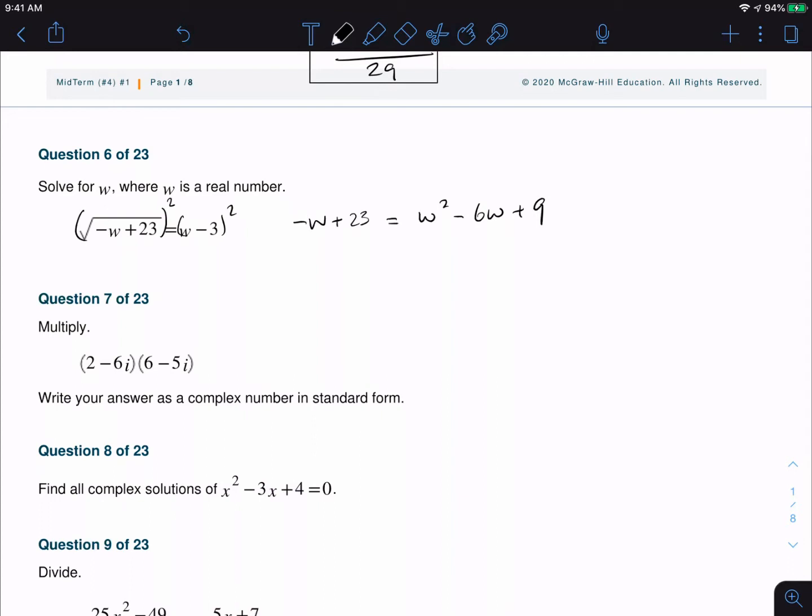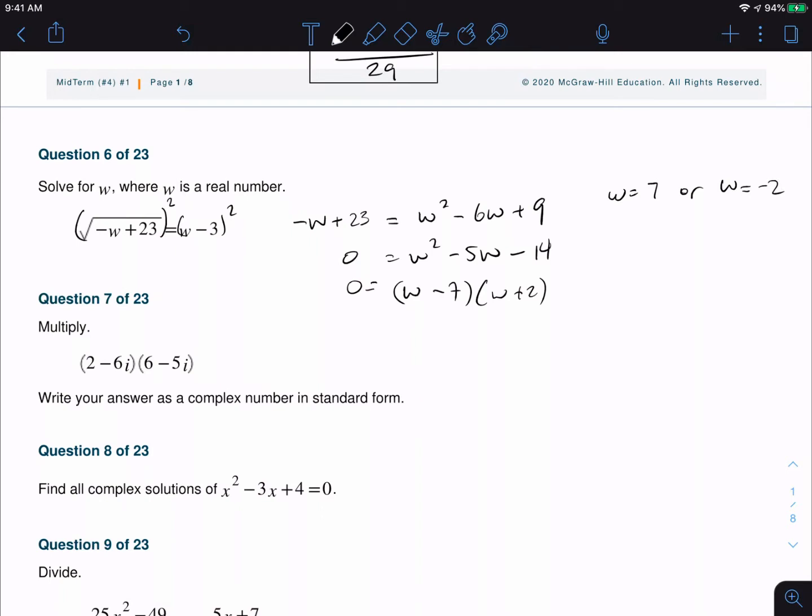And then I'm going to bring everything to one side to try and simplify this. So I'm going to get 0 is equal to w squared minus 5w minus 23 minus 9 is a negative 14. And that ends up being factorable. So I'm going to get, not x, I'm going to get w minus 7 and w plus 2 is equal to 0. So then w is equal to 7 or w is equal to a negative 2.